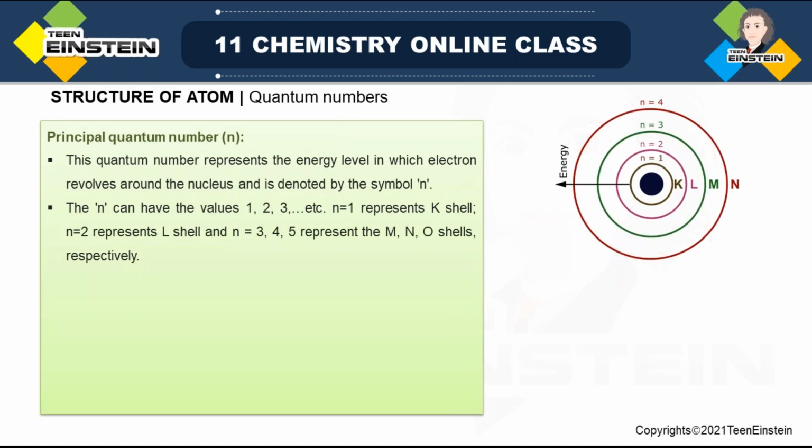The first one is the principal quantum number, denoted by small n. This quantum number represents the energy level in which the electron revolves around the nucleus. See the right-hand side picture. Though it is drawn as if it is a fixed path, we know that is not possible, but for simplicity and understanding we have this simple picture. Don't think it is denoting any fixed path like an orbit.